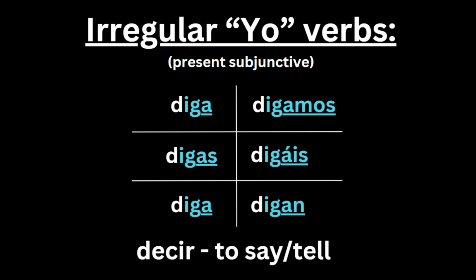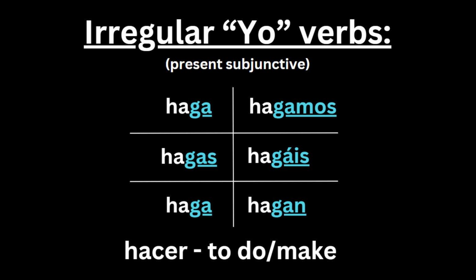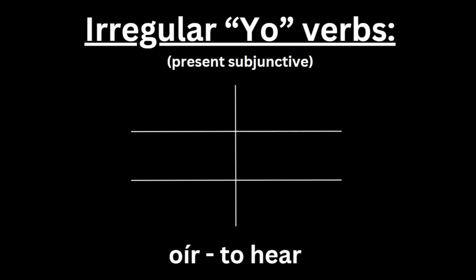Like I said previously, you will have to memorize every conjugation of every pronoun. After decir, we have the verb hacer. How would you conjugate this verb in the present subjunctive? Yo haga, tú hagas, él haga, and so on. Now, how would you conjugate oír?